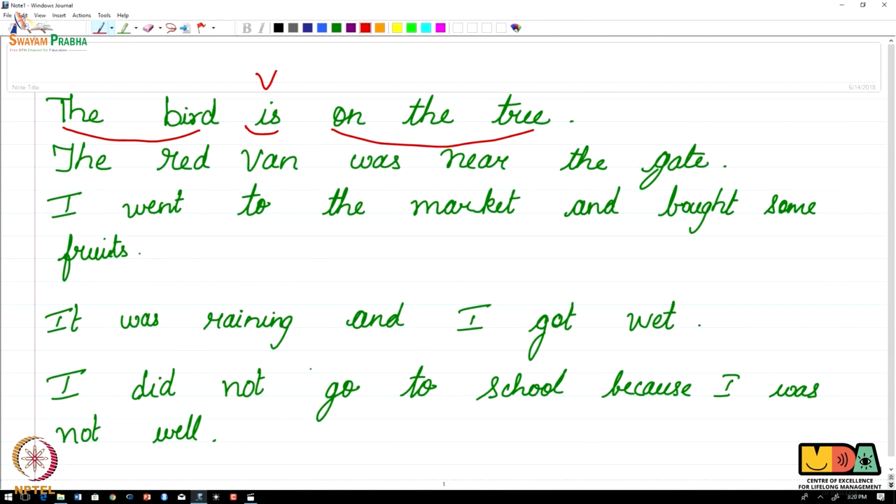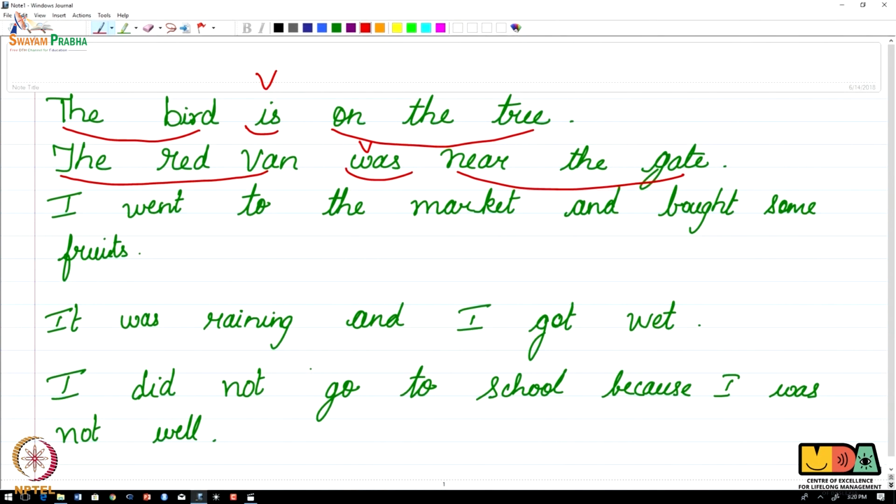Take the next sentence. The red van was near the gate. Here, which is the verb? Was. Now, cradle the was and mark it. Then, the red van becomes a phrase, near the gate becomes yet another phrase. Now, the child reads it as the red van was near the gate. Let us move on to the next sentence.